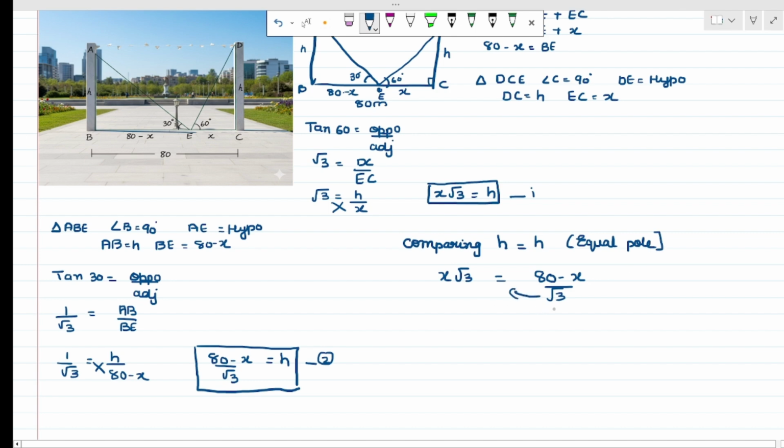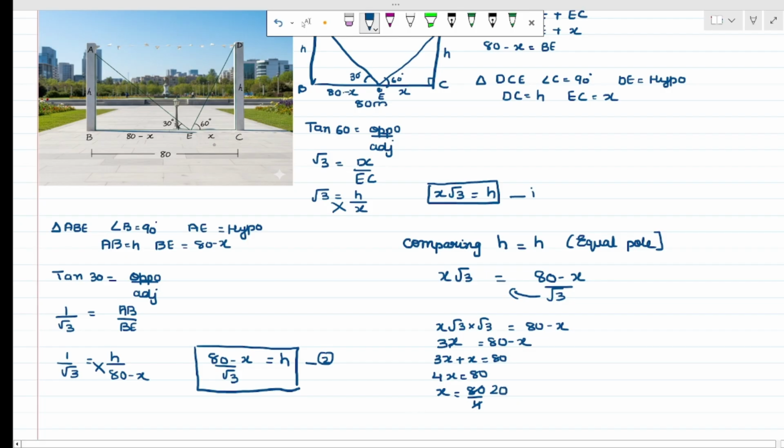Now this is in the denominator, it goes in multiplication to the numerator. So x under root 3 multiplied by under root 3 gives me 80 minus x. That means 3x. Root 3 into root 3 gives you 3x equals 80 minus x. This minus x goes over there. So 3x plus x equals 80. That means 4x equals 80. Now divide, x equals 80 upon 4. That means you got your value of x as 20.